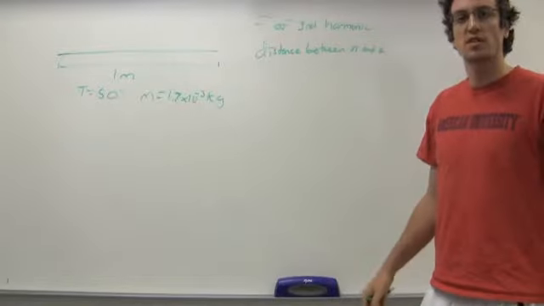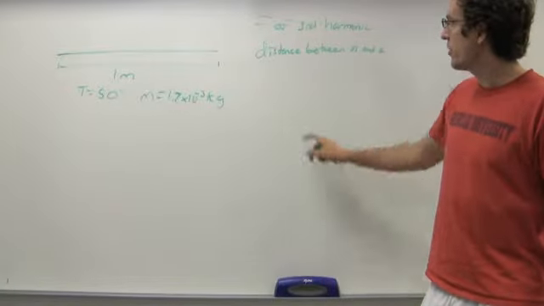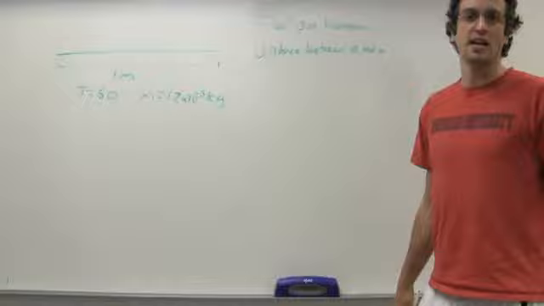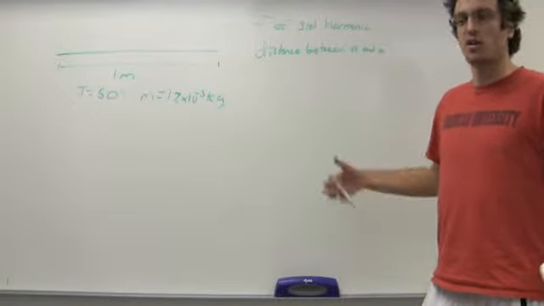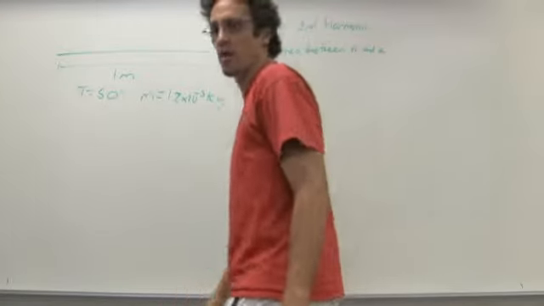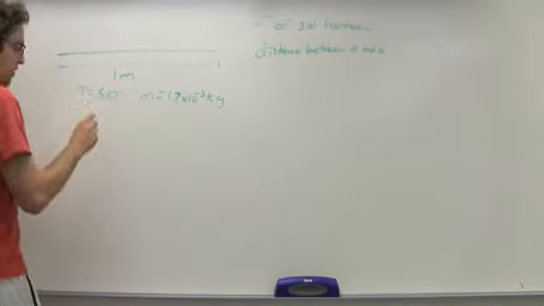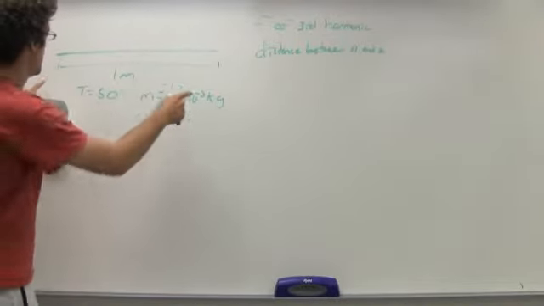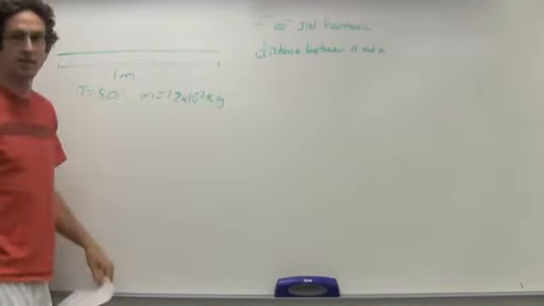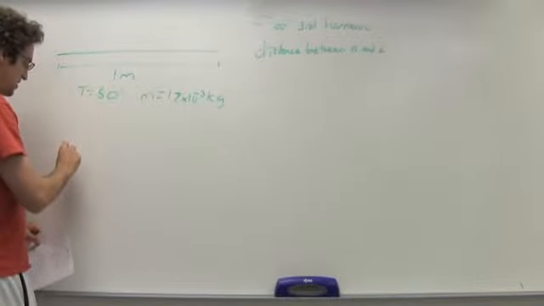We want to know the frequency of the third harmonic, and we want to know the distance between the nodes and the antinodes on that third harmonic. So first things first, let's draw the third harmonic. We know in a fixed-fixed string, which this clearly is, the guitar string is going to be fixed at both ends.